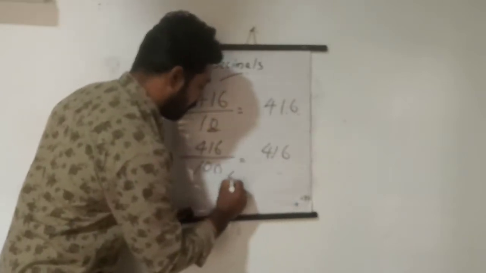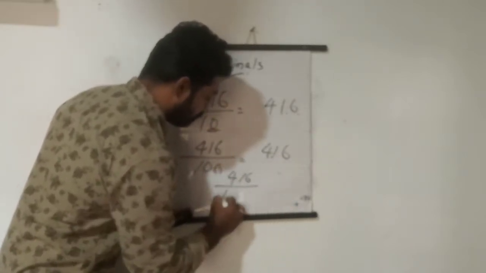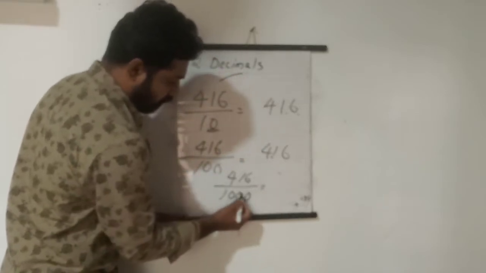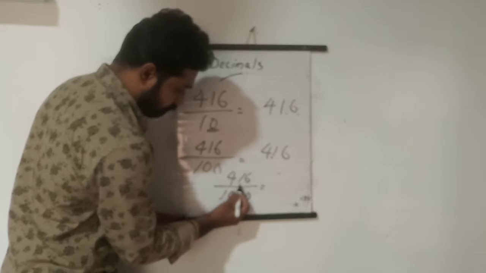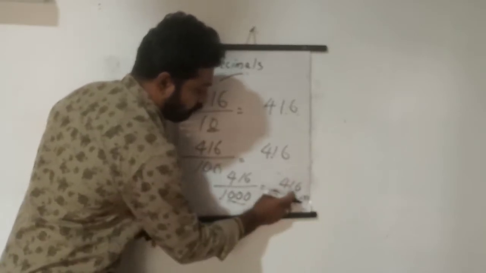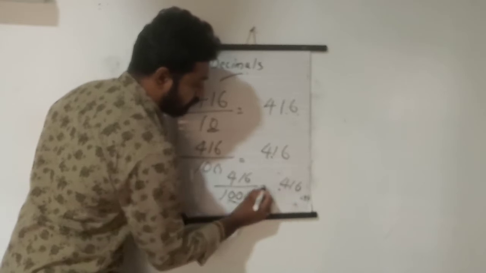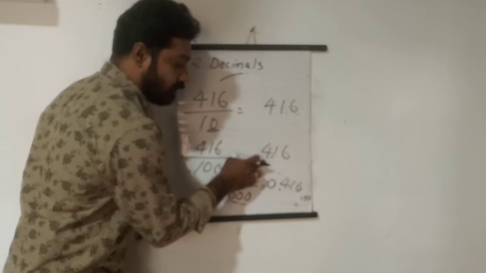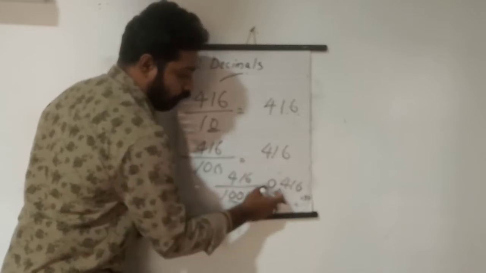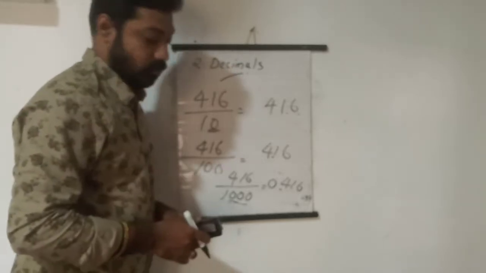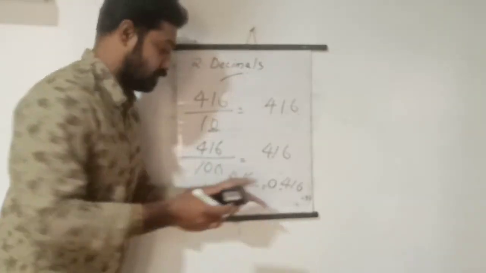Same number, 416 by 1000. Okay, then you can write it here, 416, then 3 zeros, then 1, 2, 3, point. Okay, now we can write a 0 here because there are no other digits here. Here 4 was there, 4.16. Here it is 0.416. You can put a 0 here if there is no number. 0.416. Okay. So this is the way we are writing.